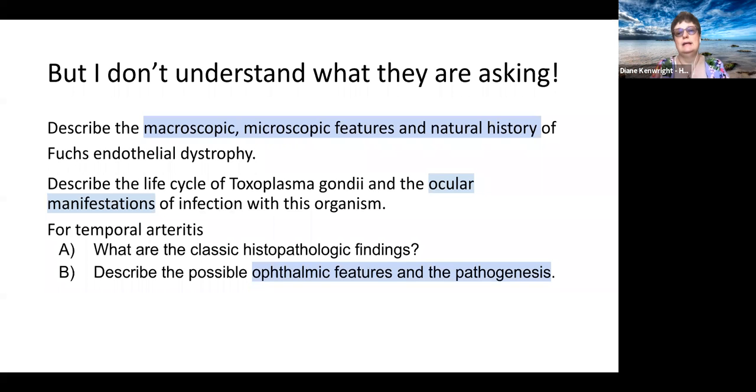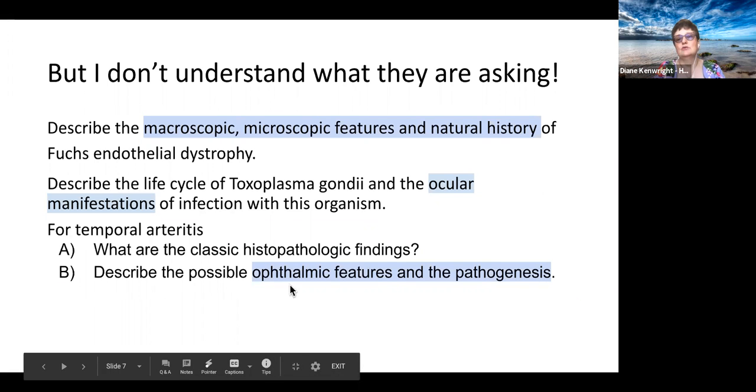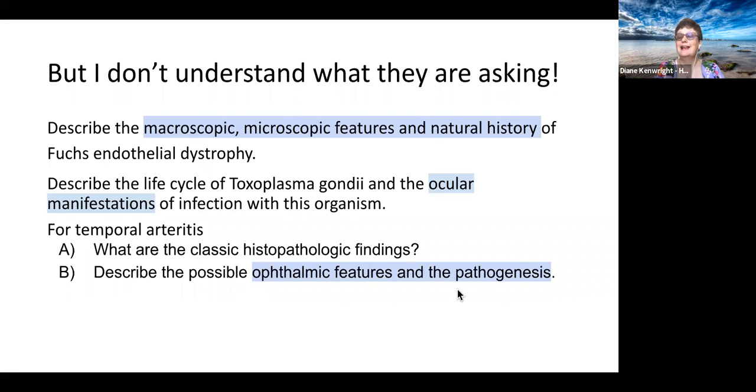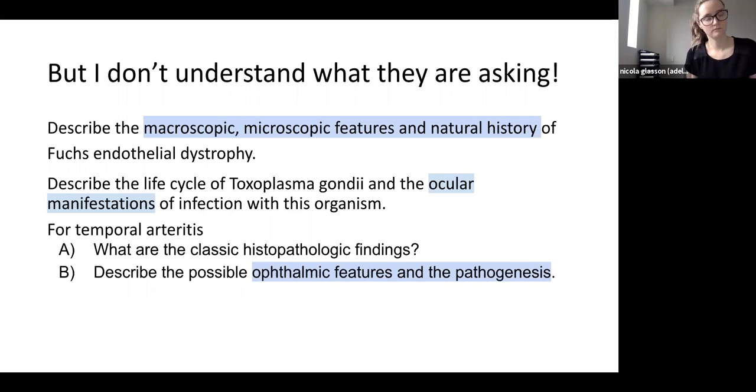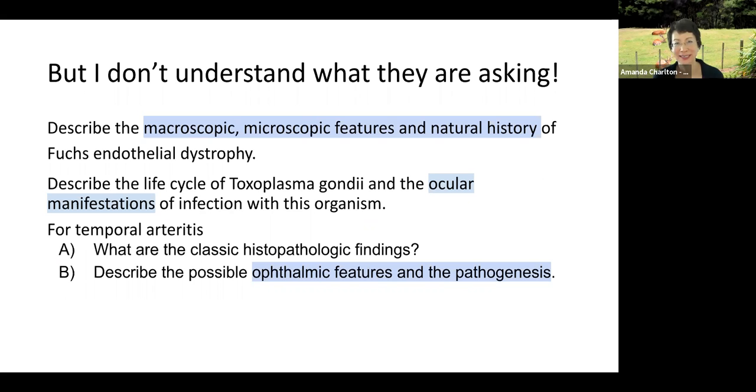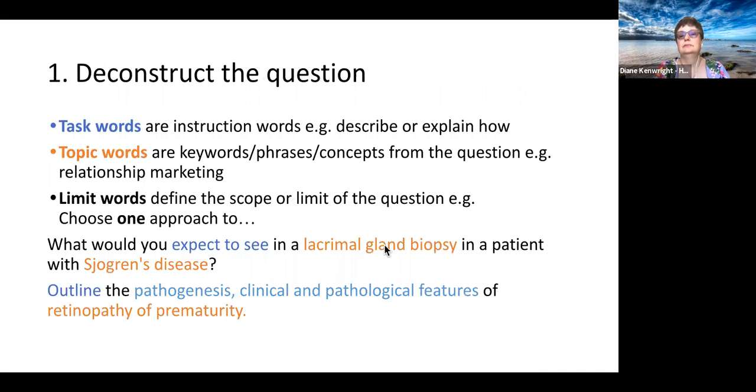Now, if I was writing a question in this exam for temporal arteritis, describe the ophthalmic features and the pathogenesis, I would talk about the etiology and the pathogenesis, because pathogenesis in these questions is used very loosely to include etiology and pathogenesis together. So I would write about the UV rays and the immunocompromised person, as well as the progression of mutation. Does that answer your question? Yeah, Mark is nodding. Okay, right.